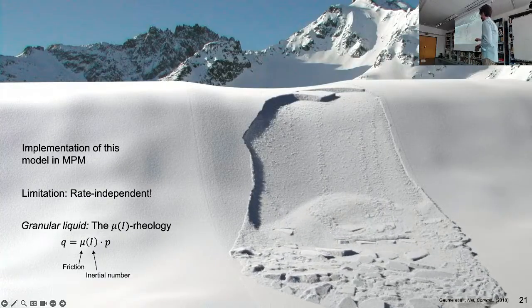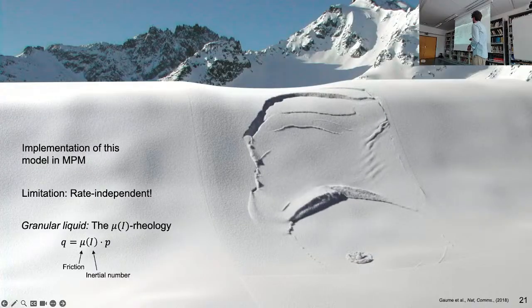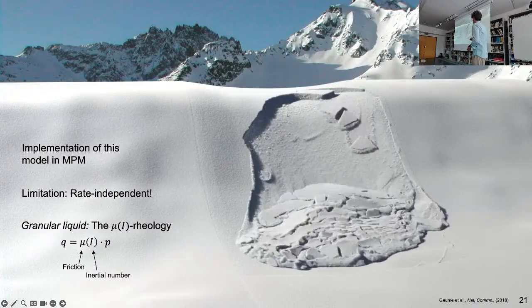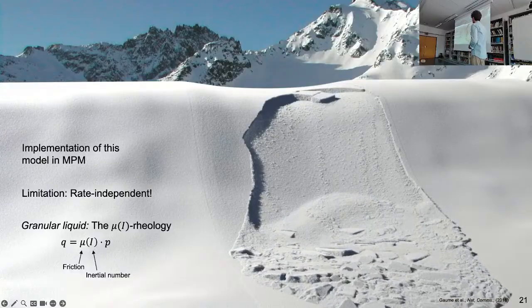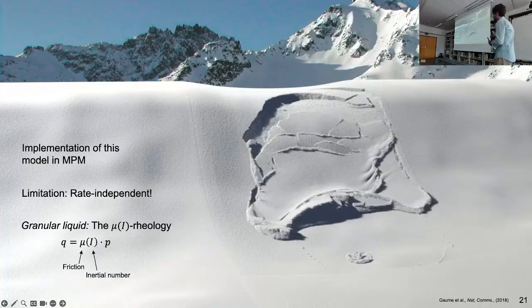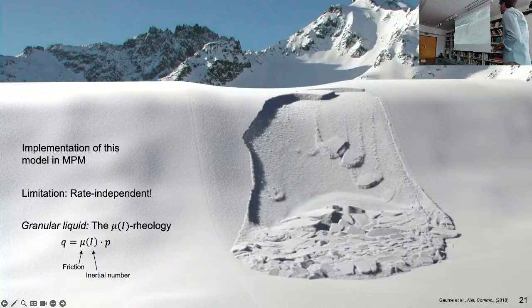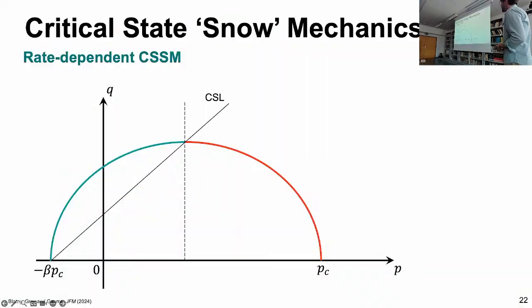So this is, for those not familiar, essentially the mu of I rheology, where the shear stress is proportional to the pressure, but with a friction coefficient of proportionality that depends on what's called the inertial number. So essentially how fast is the flow. So how do we do this in this type of model?